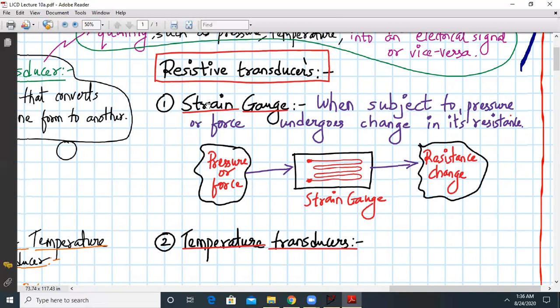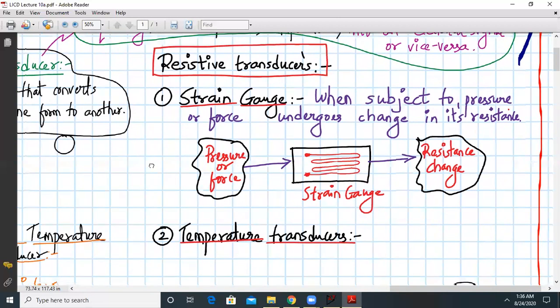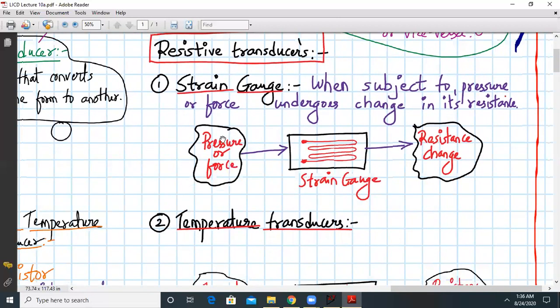The first example is the strain gauge. When a strain gauge is subject to pressure, it undergoes an elongation in its length. So whenever a force is applied, it will elongate or stretch, and it will result in an equivalent resistance change. So this is a resistive transducer.